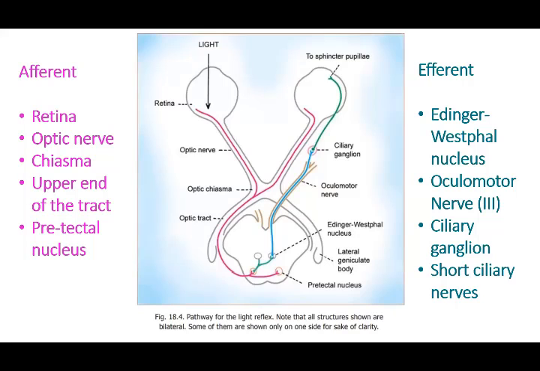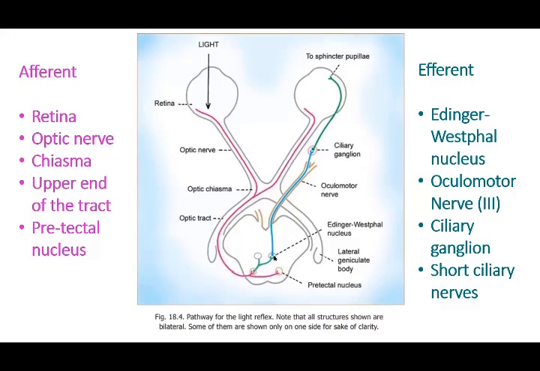You have to remember this diagram. This comes in the exam. You have to draw the pathway of the light reflex. So this is the pathway of the light reflex. Now the impulses are coming from the retina via the optic nerve, optic chiasma, optic tract, and into the pretectal nucleus. Remember that. From there to the Edinger-Westphal nucleus.